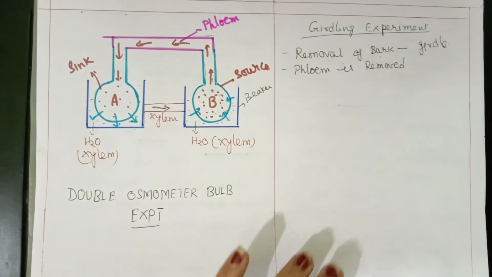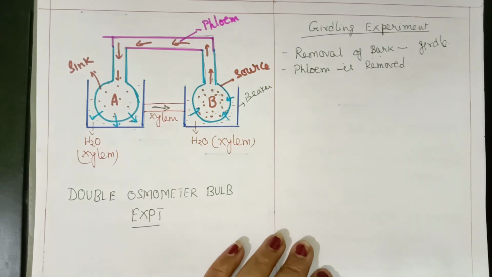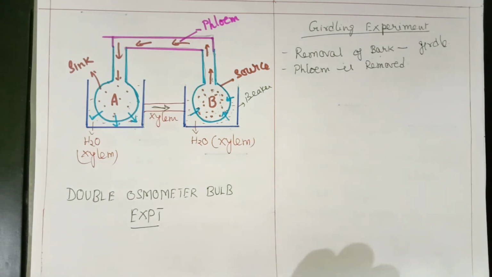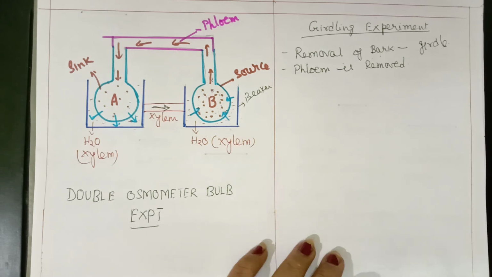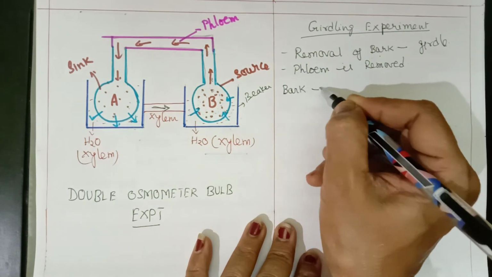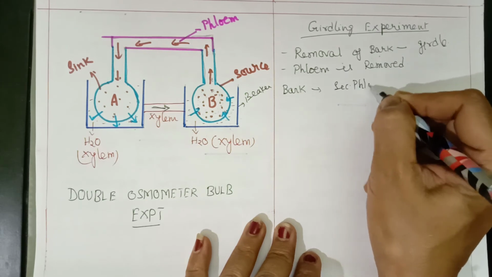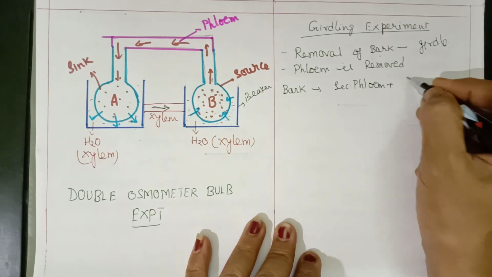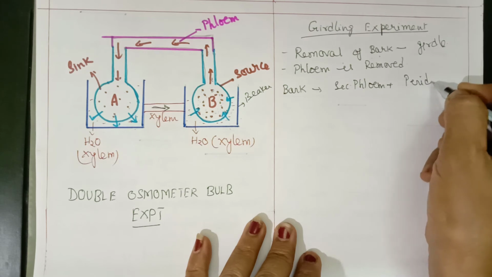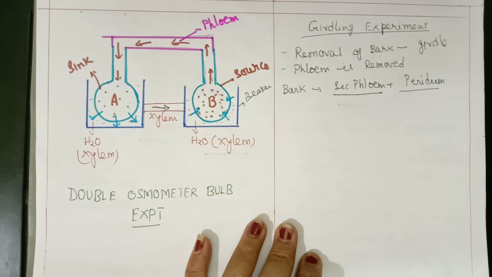So when bark is removed, what is actually removed? Phloem is removed. Bark consists of all the tissues present outside the vascular cambium. So what does a bark consist of? Anatomically, a bark will have a secondary phloem and periderm. So when girdling is done, these are the tissues which are removed.